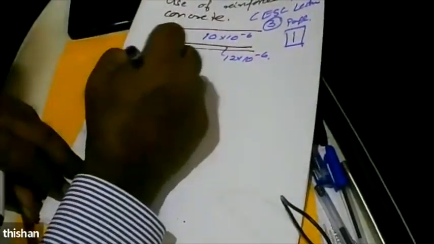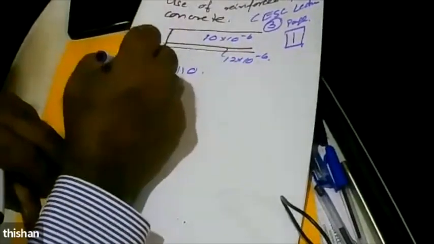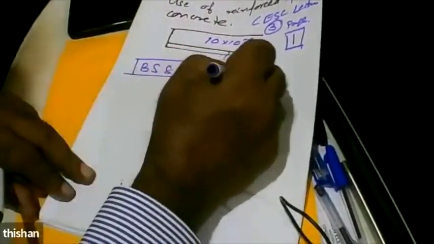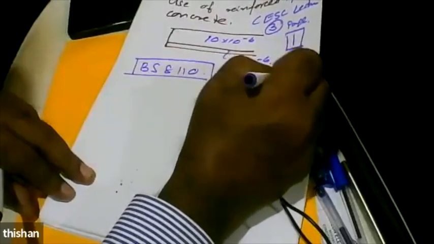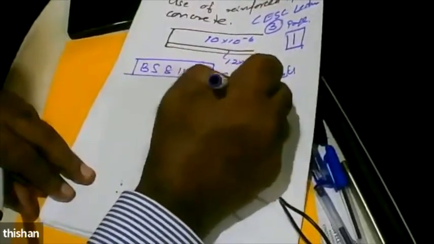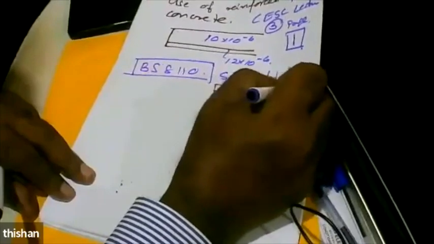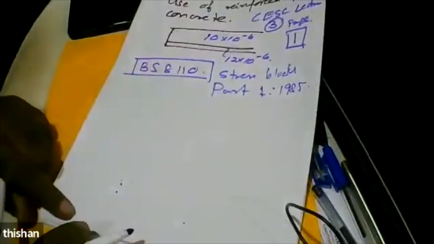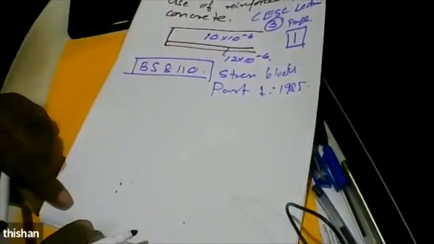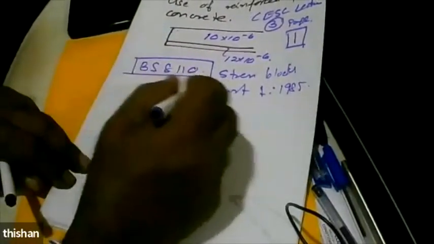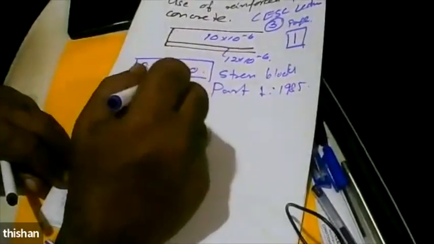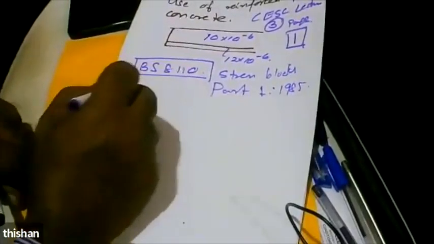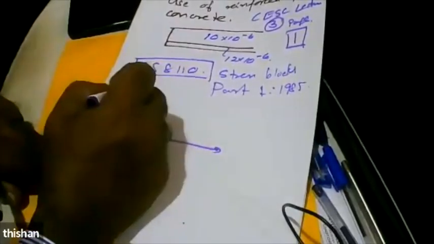Now let's look at what we know, what all of you know. That is BS8110 stress blocks. So that is part one. I will use 1985 because the 1997 code is only a minor variation, so it's very easy to talk in terms of the 1985 code. And anyway, we are not going to use it, so I will use the earlier one.